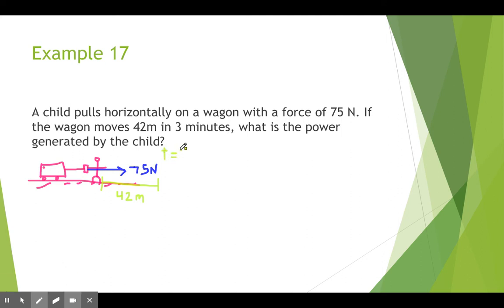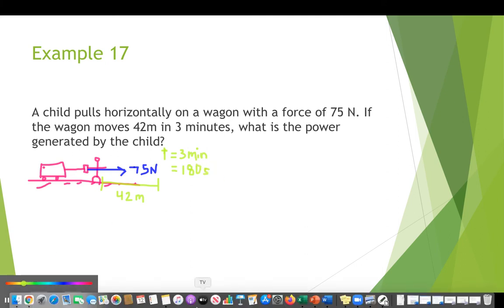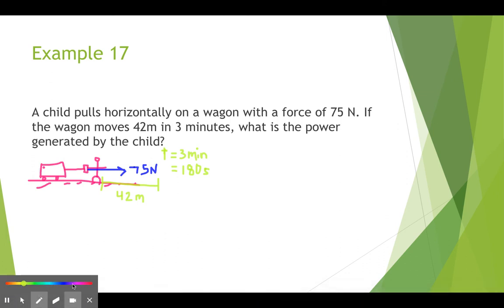Okay, so I forgot to say this earlier, but the metric unit for time is seconds. We want this in seconds, so we have 180 seconds. So it pulls 42 meters in 180 seconds. What is the power generated by the child?